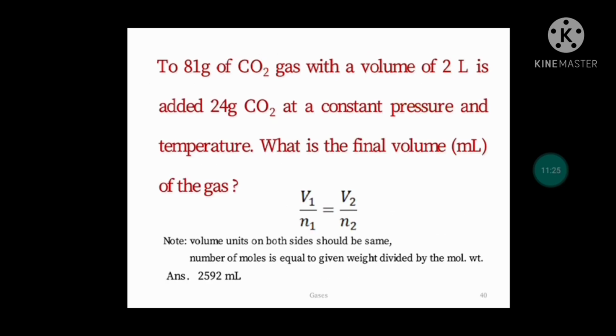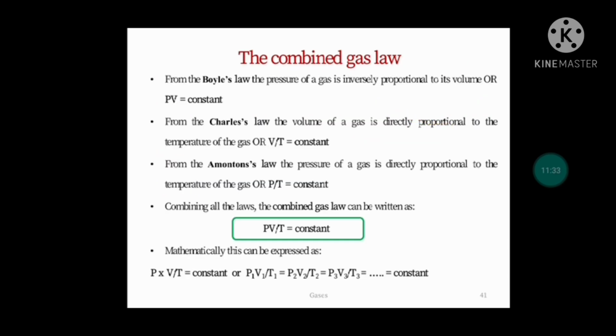So we have again a problem based on Avogadro's law. And next we have the next law, that is the combined gas law. So here we are just combining all the laws and getting one equation, that is PV upon T is equal to constant.